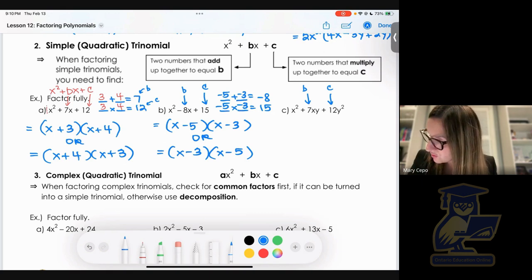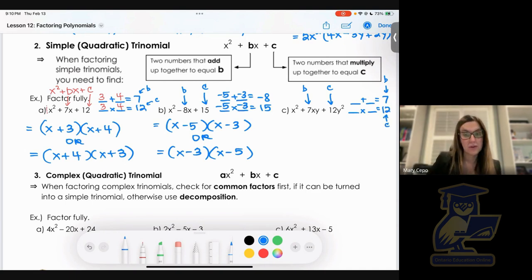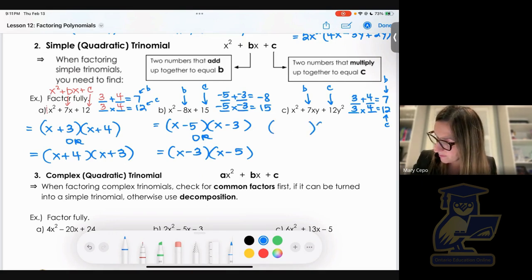Okay, looking at C, again, the B value is 7 and the C value is 12. So thinking of two numbers added together to give you that sum, which is that B value, and those same two numbers multiplied together to give you that C value, the product. Okay, so again, we've used this number before, but we know 3 times 4 is 12 and 3 plus 4 is 7. So we create the double bubble.